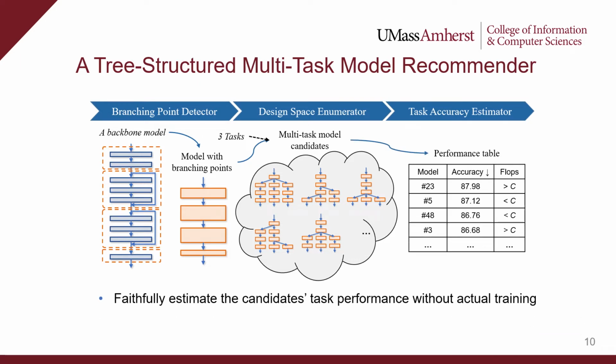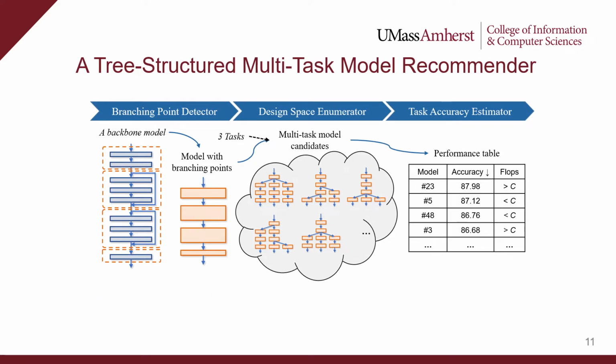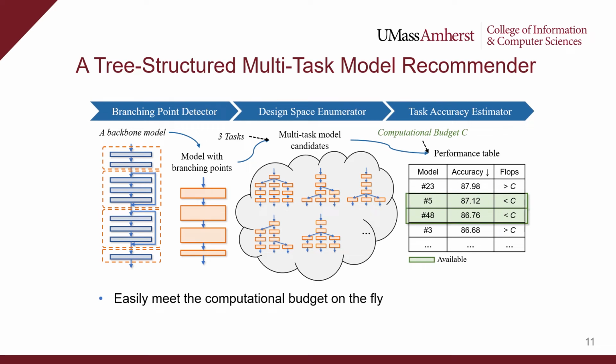Finally, the task accuracy estimator predicts the task performance of all the model candidates without performing actual model training. Those task performances plus other attributes such as model size and FLOPs can be stored in a performance table to facilitate online queries. When deployed, the recommender takes a user-provided computation budget C as input and suggests multitask architectures by looking up the performance table on the fly. Then let's dive into the details of each component.